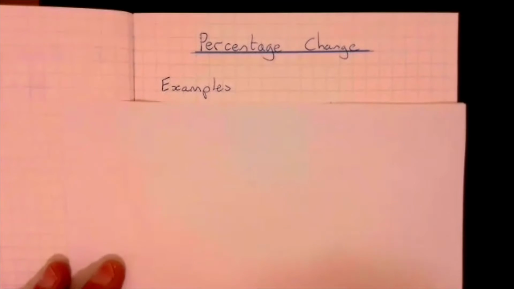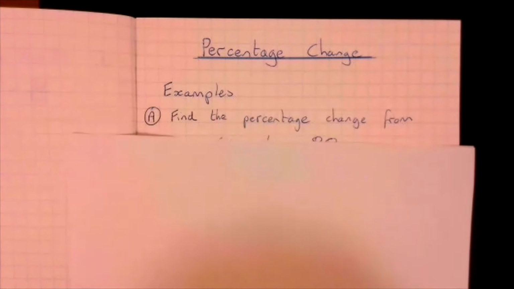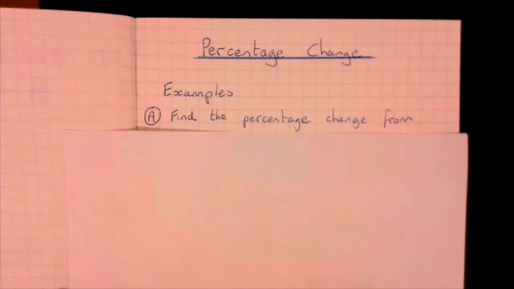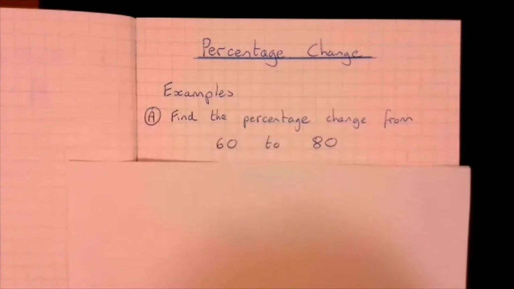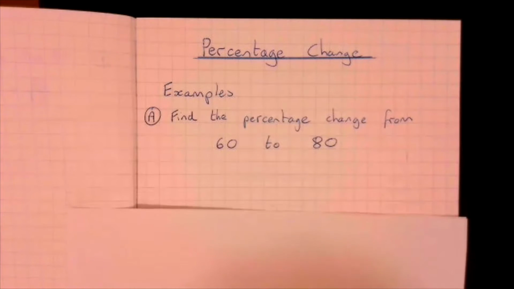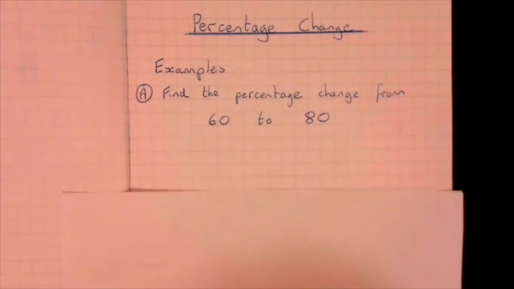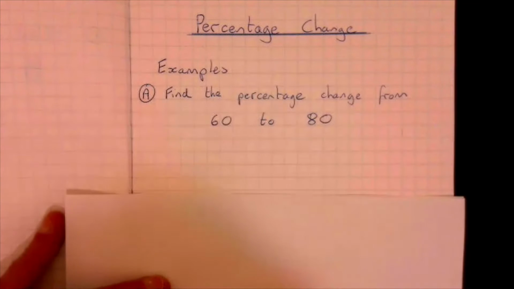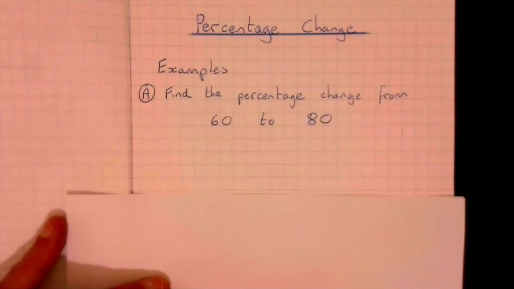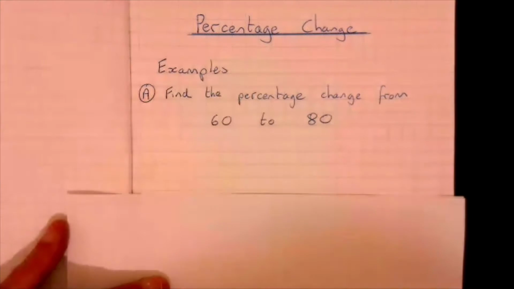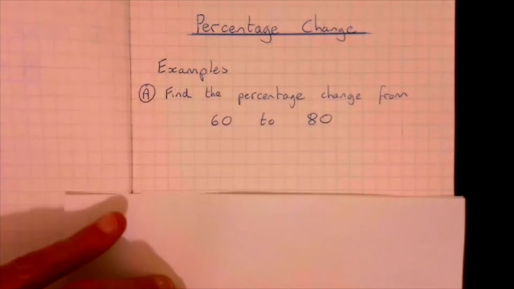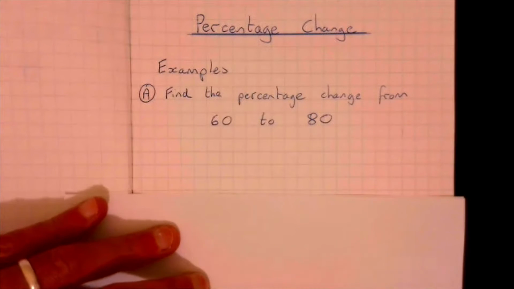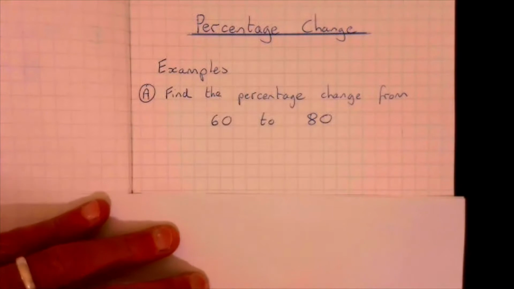So let's have a little look. Here's a typical kind of question. It says, find the percentage change from 60 to 80. Now percentage change is actually a really important thing to be able to work out, because we might want to know our percentage profit or maybe our percentage loss, right? These things are really, really important, because it's a measure of how much better or how much worse something has actually got.